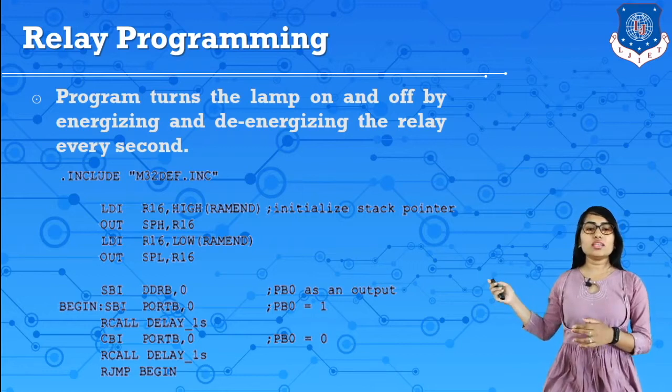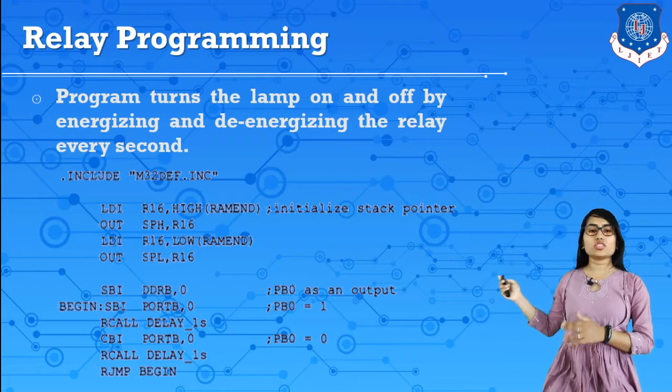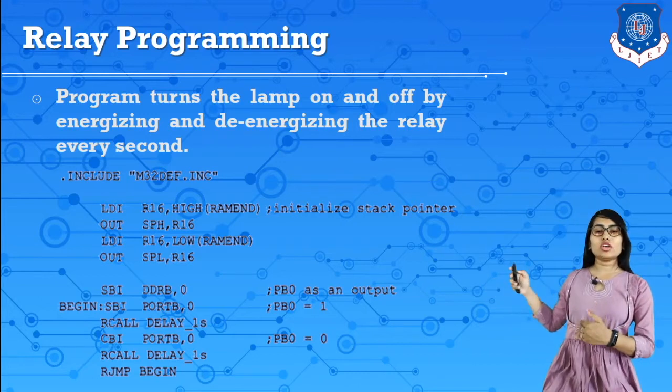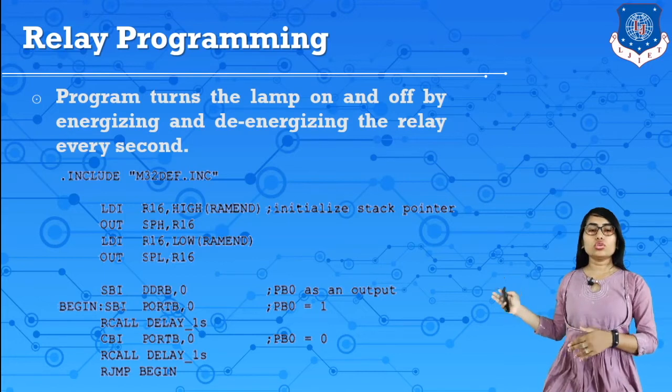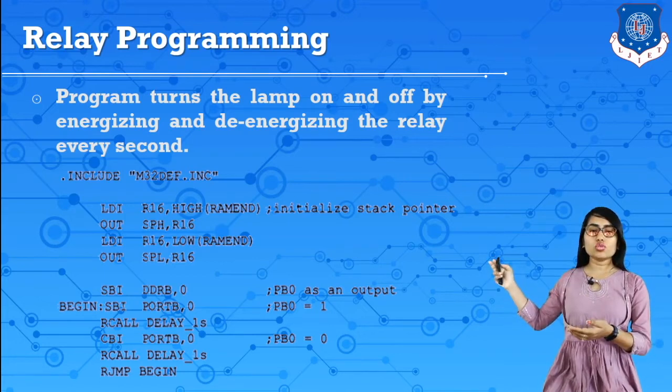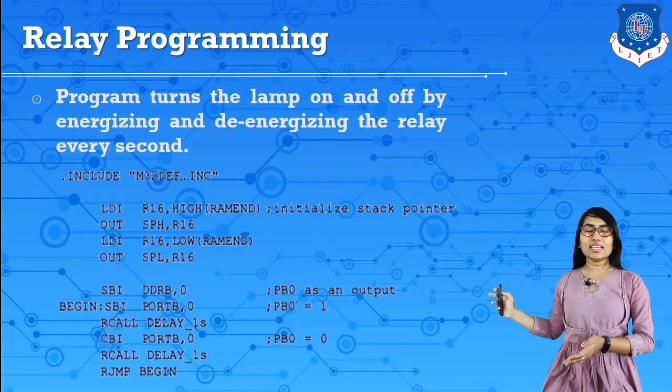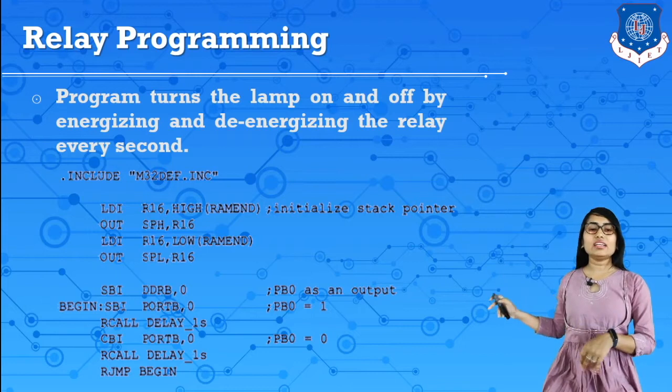So SBI DDRB 0, then SBI PORTB 0. So PB0 is equal to 1. If PB0 is equal to 1, then call a 1 second delay, and after that complement PB0. So PB0 is equal to 0. As PB0 is equal to 1, it will glow the light, and then after a 1 second delay PB0 is equal to 0. So it turns off the lights and again goes on.